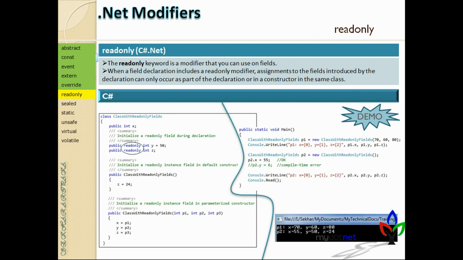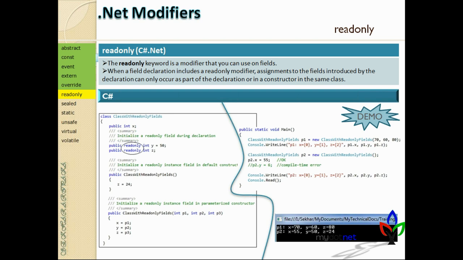People do normally ask about the difference: what is read-only in C#? Read-only in VB.NET is different from read-only in C#.NET. This is specific to C#.NET. Read-only is a modifier that you can specify on fields. In this case, you have a public field which is marked as read-only, and you initialize it. This behavior is the same as any read-only property.